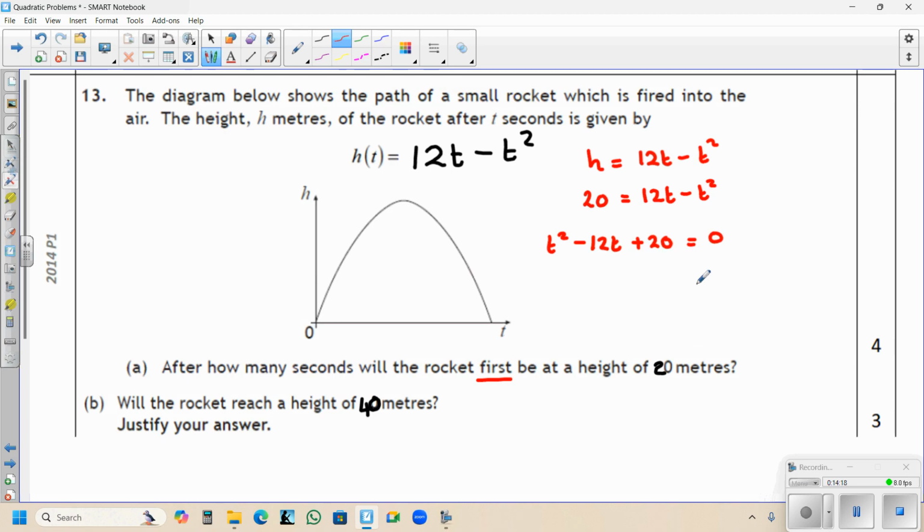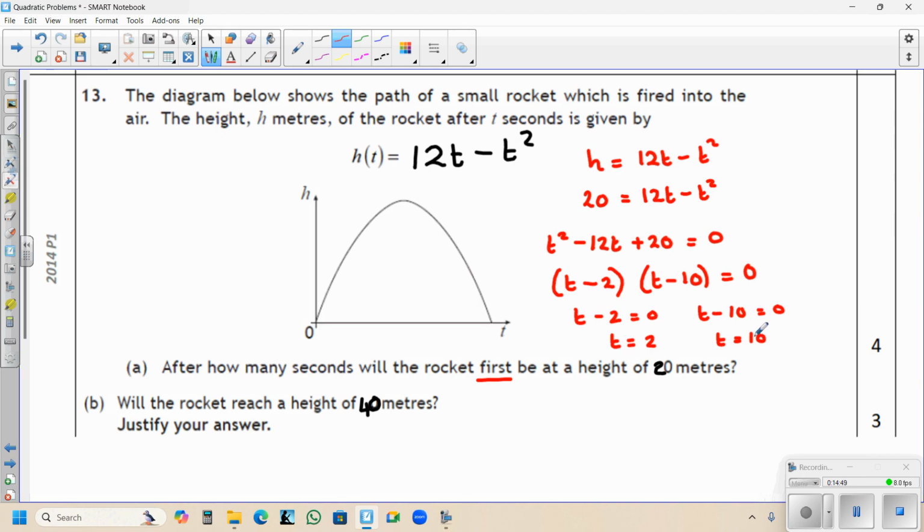So we want to factorise that, and I'm just going to do it quickly. You can do it out the long way. So I'm going to get t minus 2 and t minus 10. Okay, you factorise it properly. I'm doing it just quickly. So that means that either t minus 2 equals 0 or t minus 10 equals 0. So add 2 onto both sides, so t is equal to 2. Add 10 onto both sides, so t is equal to 10.